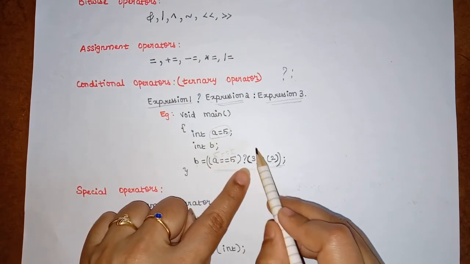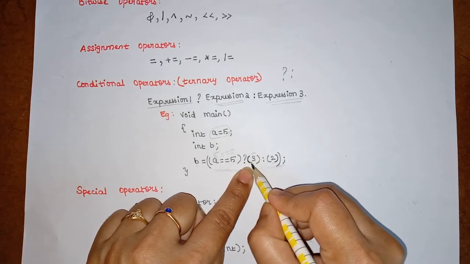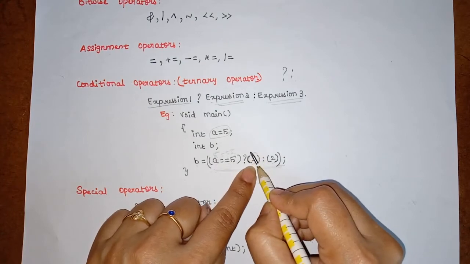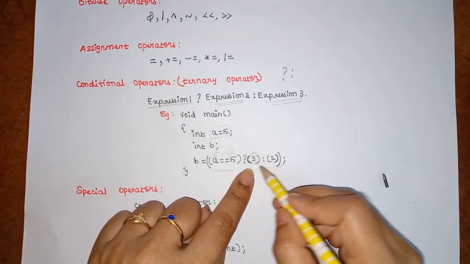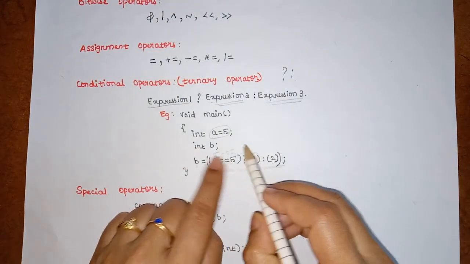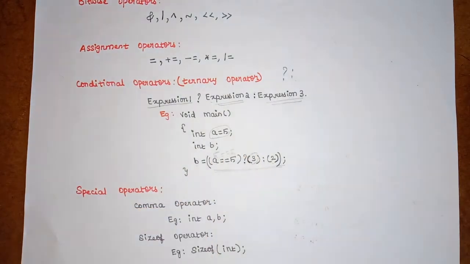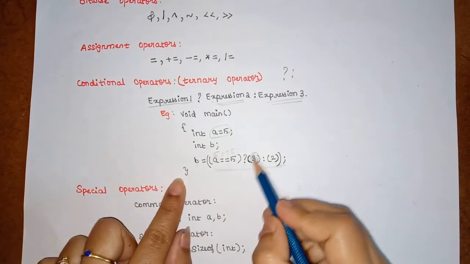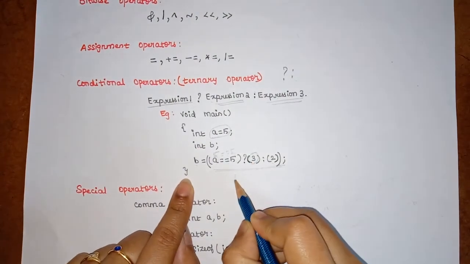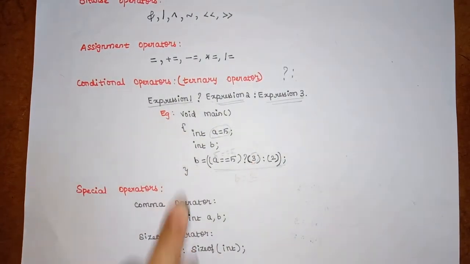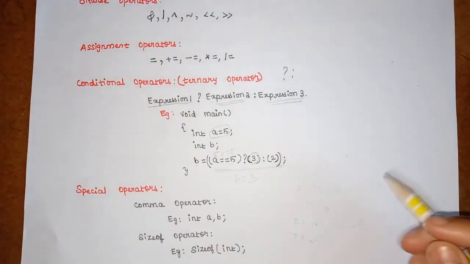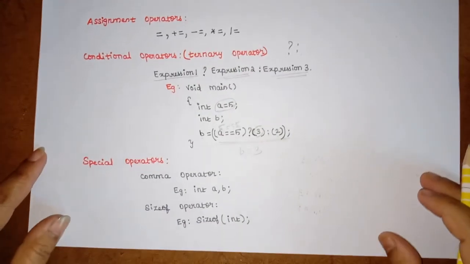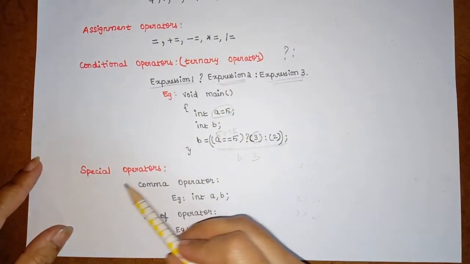So what will be executed now? Here the value 3 will be executed. We will take this value 3 and it will be assigned to B. Now what is the value assigned to B? B contains the value 3 now. The value 3 is assigned to B. This is how a conditional operator works. And the next operator we have is special operators.